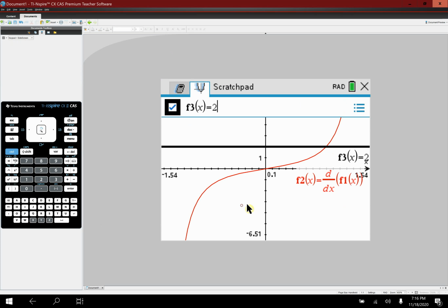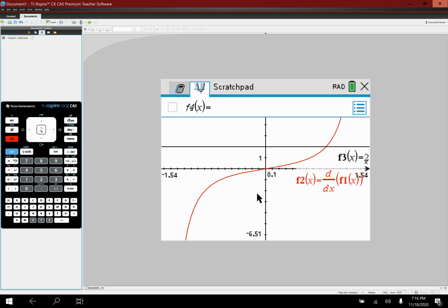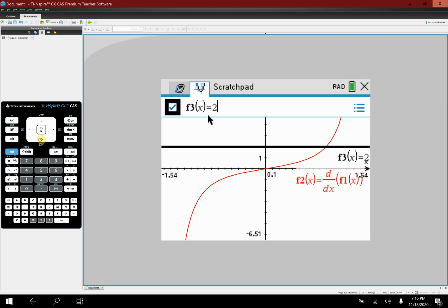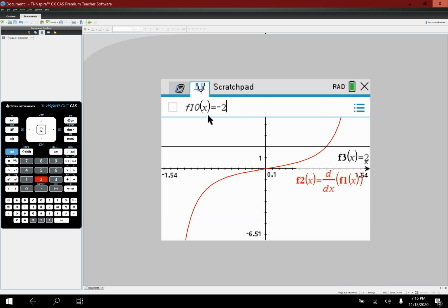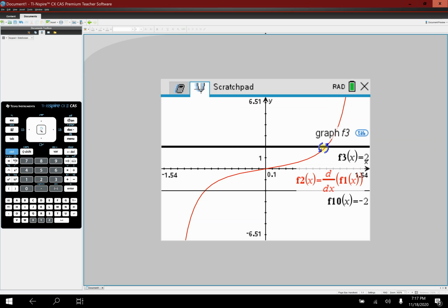How do you find the negative? Well, you do kind of the opposite of what we just did. We have the line 2. Let's also graph the line negative 2, right? So if I graph this line negative 2, it's f10 of x, you will see that the line intersects down here. And so this will show you the 2 intersection points, one where the particle is moving to the right, velocity of positive 2, one where the particle is moving to the left, velocity of negative 2.